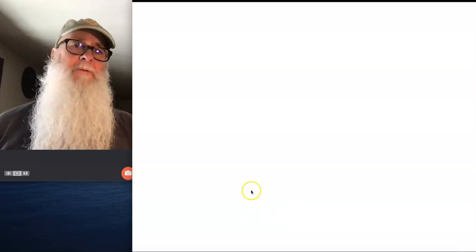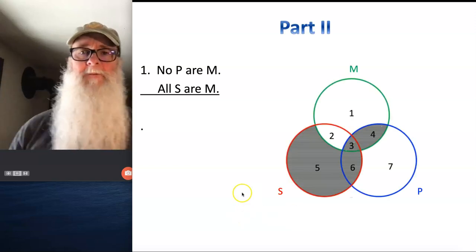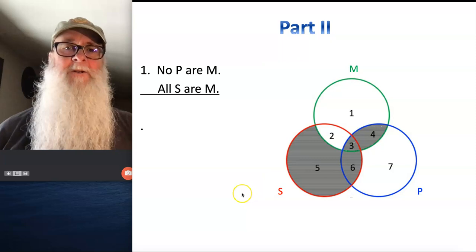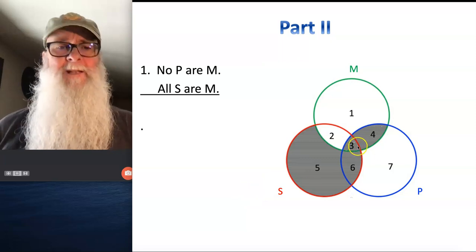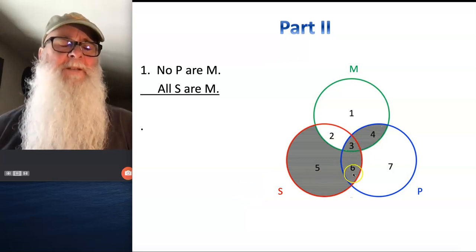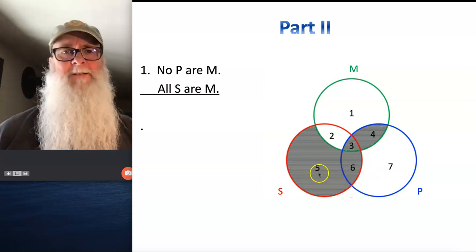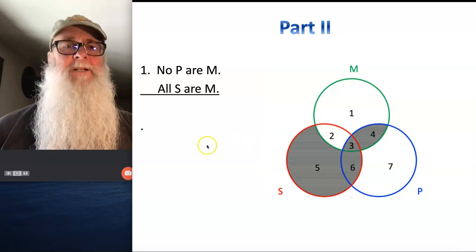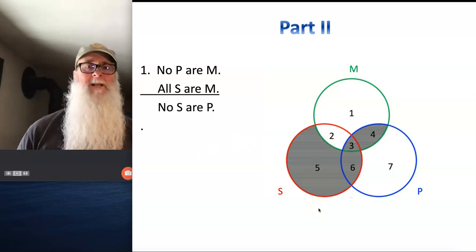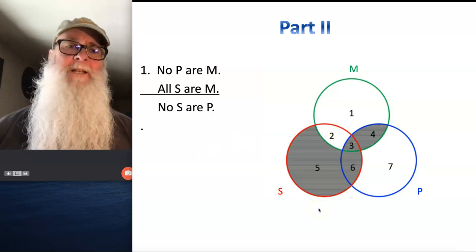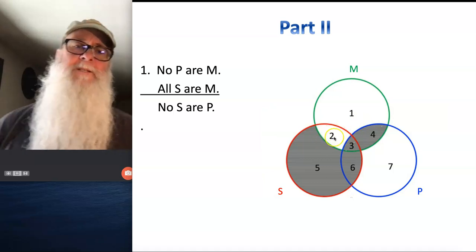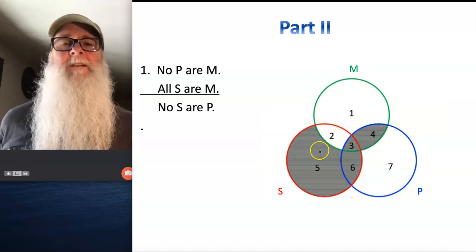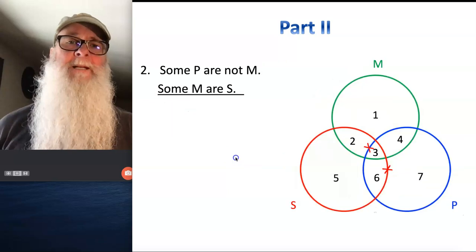Let's go over your work from part 2. Number 1, if we assume it's true that no P are M and all S are M, we're going to shade in areas 3, 4, 5, and 6 of our Venn diagram, and then look to see if this diagram reflects any other statement about S and P. We see that it does. Area 2 is open, and that is not a P, and that's the only place any S's can be. So if all of the S's are in area 2, this Venn diagram reflects the statement no S are P.